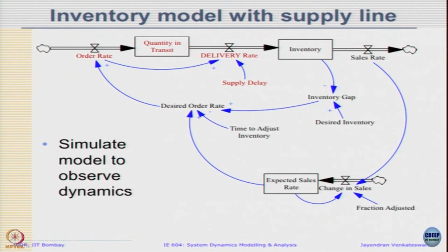So go ahead and delete your earlier order rate and redraw the diagram. Only the red ones are new ones, others you should already have. Order rate continues to remain equal to desired order rate. It is a fixed delay. How do we model it? Fixed delay of 2 days. How do you model it?